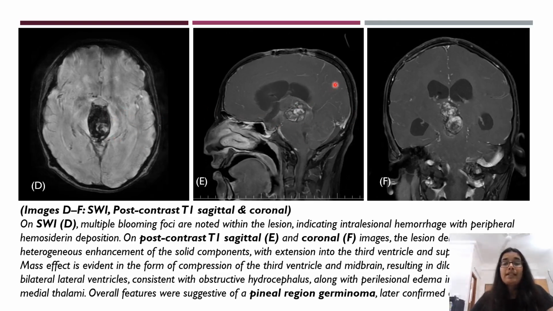On post-contrast T1 and coronal image, we can see that this lesion is heterogeneously enhancing and has a suprasellar component and is having mass effect causing upstream obstructive hydrocephalus. Overall features were suggestive of pineal region germinoma, which was later confirmed by histopathology.